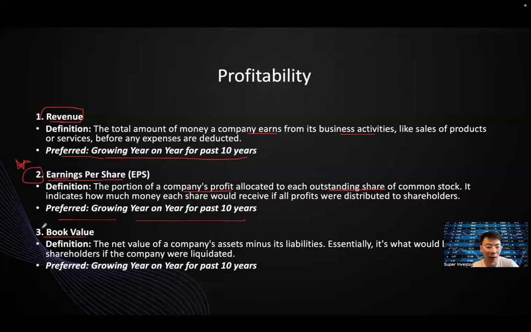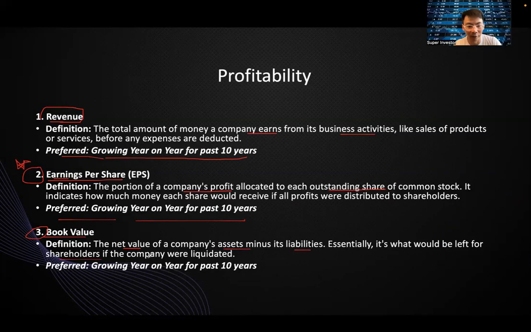The last metric I look at for profitability will be book value. Book value is the net asset value minus liabilities. It's like their net worth. So essentially, what would be left for the shareholders if the company were to be liquidated? So again, this is the net worth of the company.